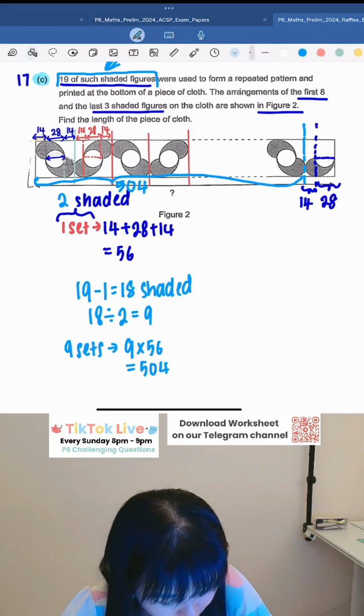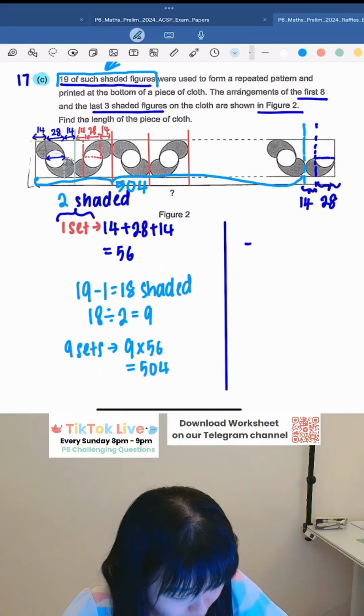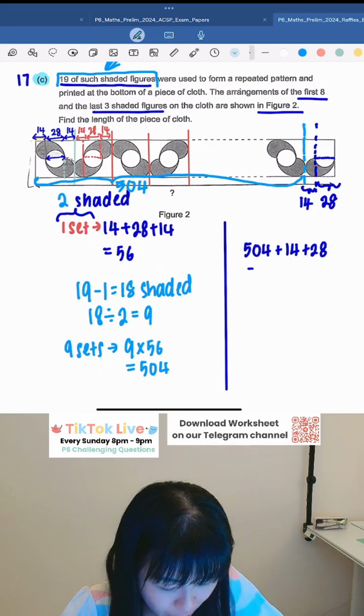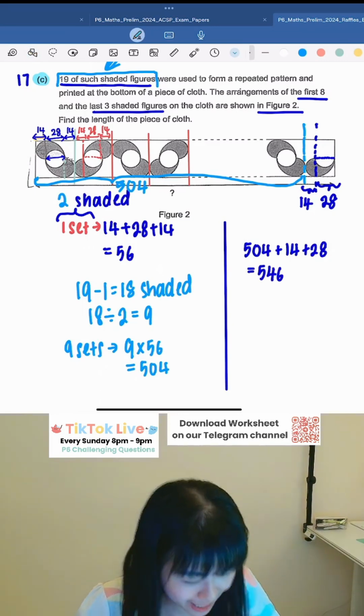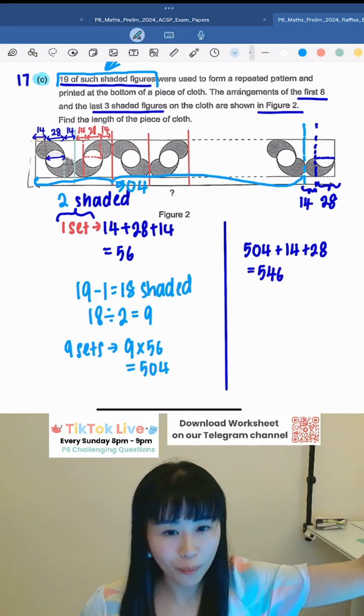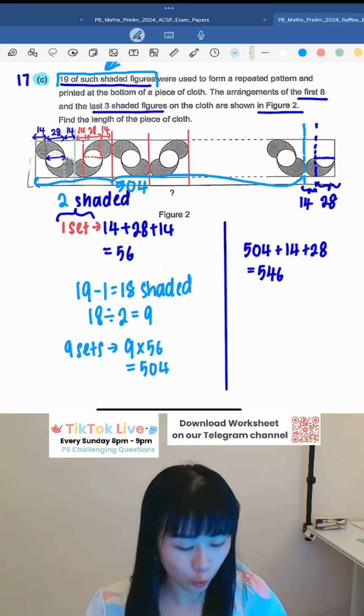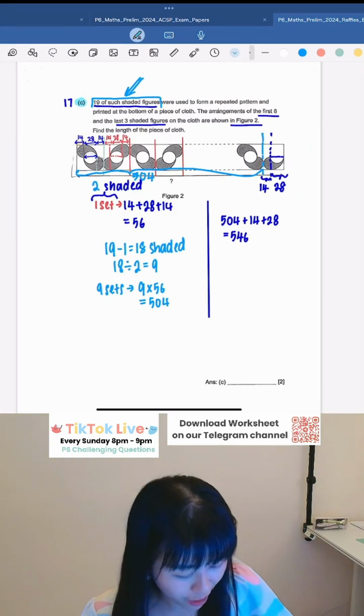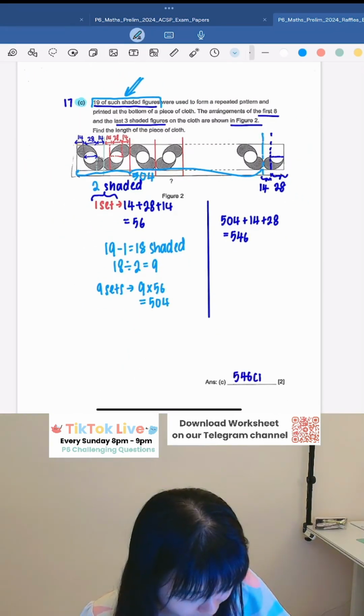So together, finally it is 504 plus 14 plus 28. That's how you get 546. That is the length of your cloth made up of this whole thing. Yeah, 546 cm. I hope that's clear.